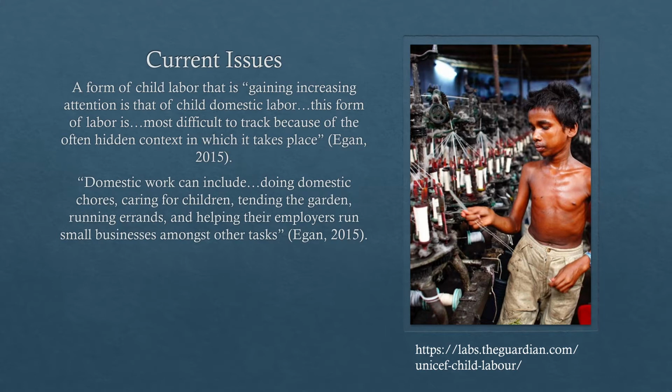Current issues. A form of child labor that is gaining increasing attention is that of child domestic labor. This form of labor is most difficult to track because of the often hidden context in which it takes place. Domestic work can include doing domestic chores, caring for children, tending the garden, running errands, and helping their employers run small businesses, amongst other tasks.